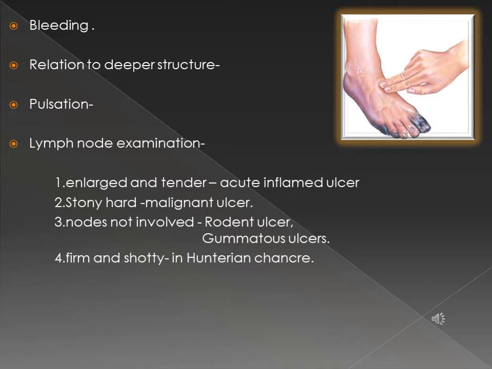Regional lymph nodes are enlarged and tender in acute inflamed ulcer or tubercular ulcer, while stony hard and fixed to neighboring structures is mostly seen in malignant ulcer. Node is not involved in rodent ulcer or in gummatous ulcer because there is an early obliteration of the lymphatics by neoplastic cells. Nodes become discrete and firm and shotty in Hunterian gangrene.